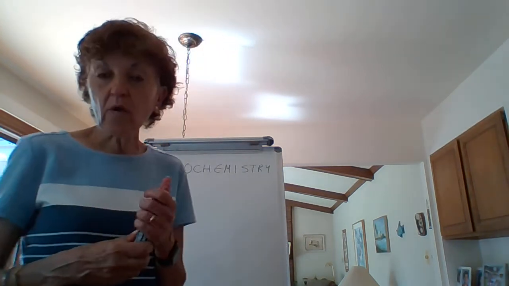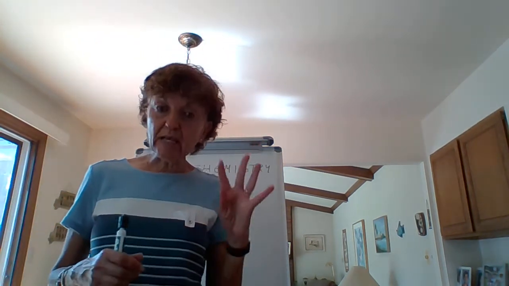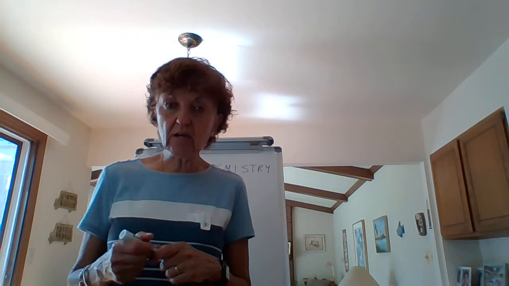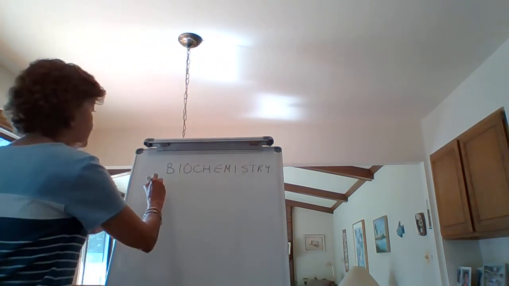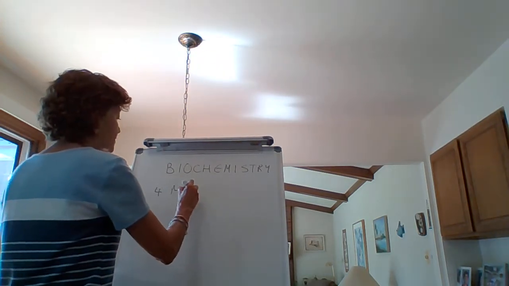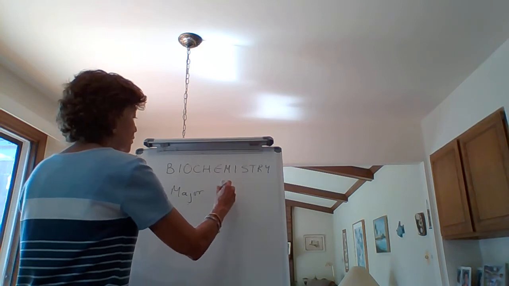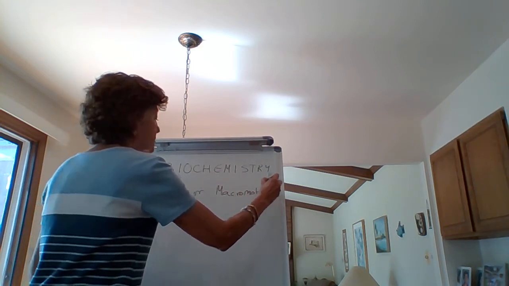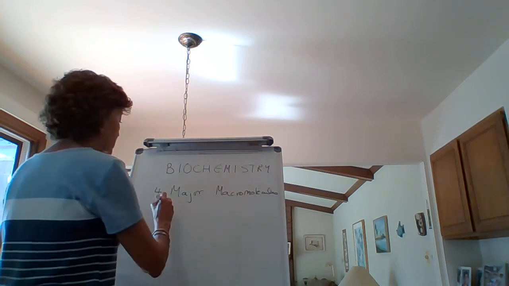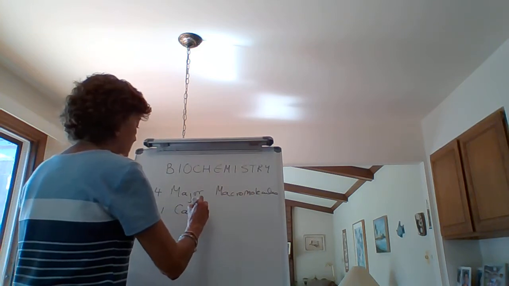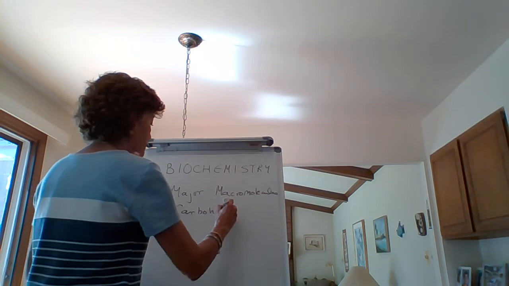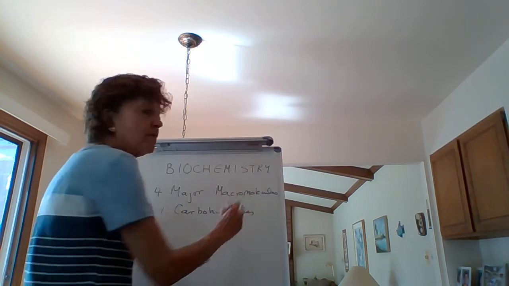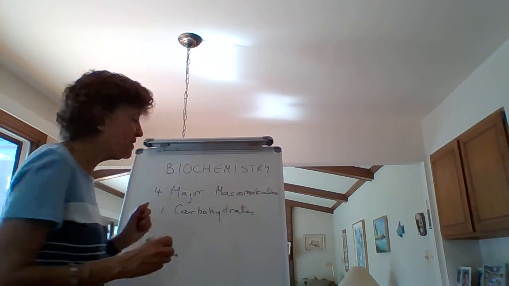Okay, so what are the four major molecules we're going to be focusing on in biochemistry? There are four major macromolecules. Macro just meaning big, okay? Number one, carbohydrates. Let's call them carbohydrates, not carbs, please.